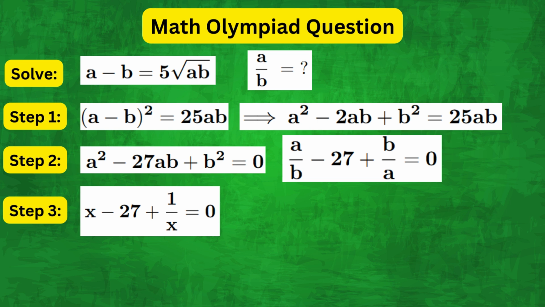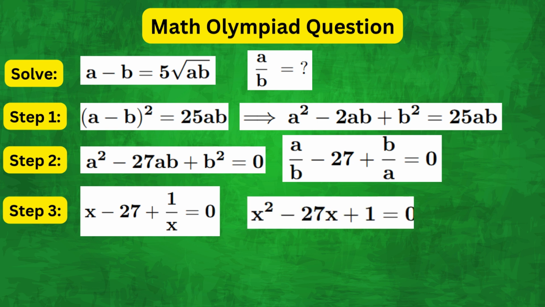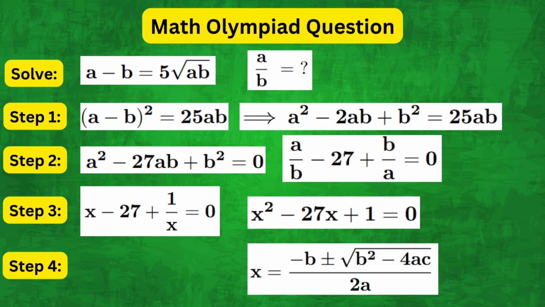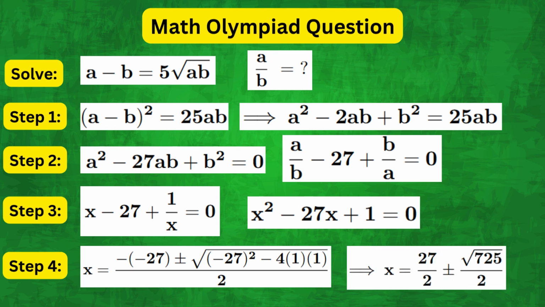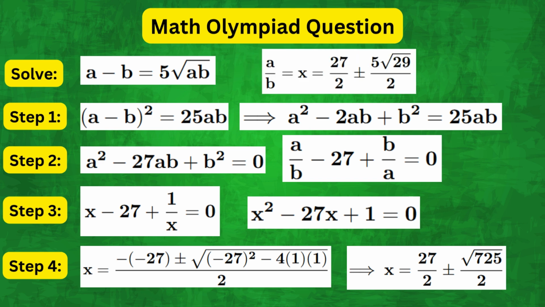Then we can multiply both sides by x, and we get the quadratic x squared minus 27x plus 1. And then we can use the quadratic formula with a equals 1, b equals minus 27, and c equals plus 1. And we end up with 27 over 2 plus or minus square root of 725 over 2. And we can tidy up to get x equals 27 over 2 plus or minus 5 square root of 29 over 2, which is of course the answer.